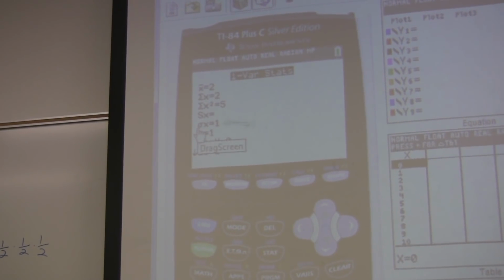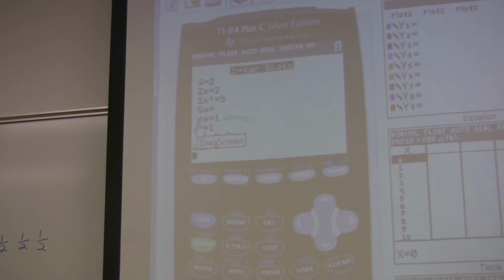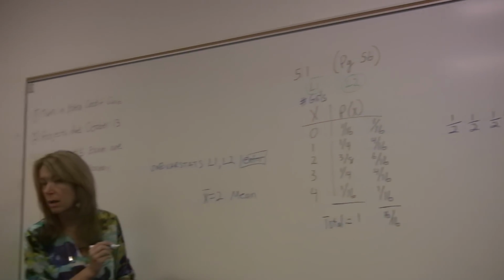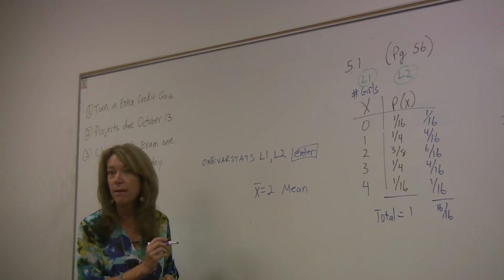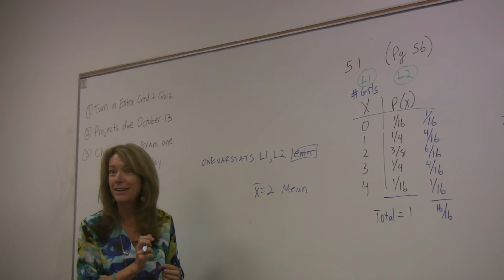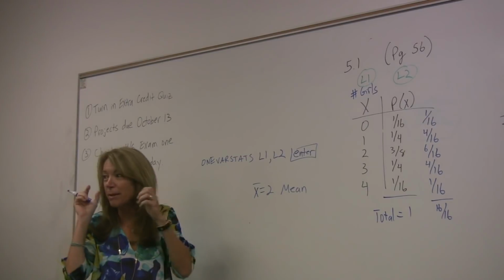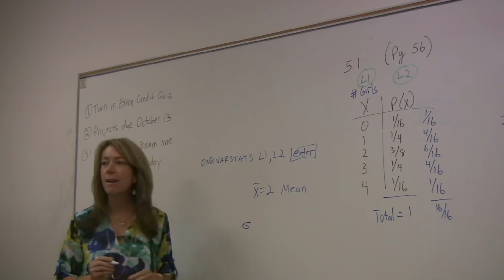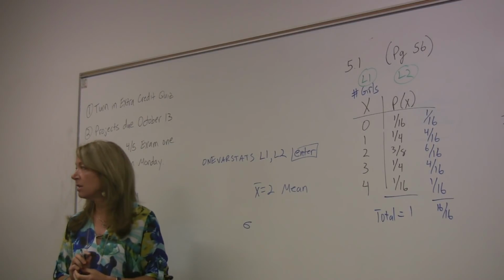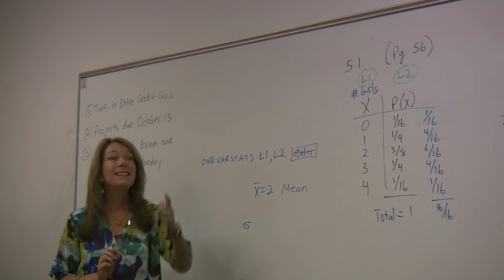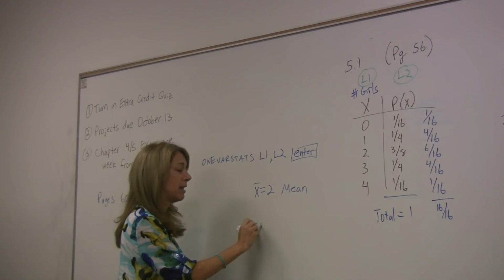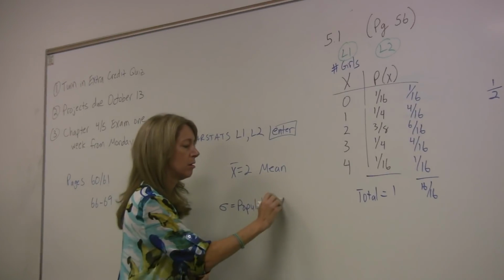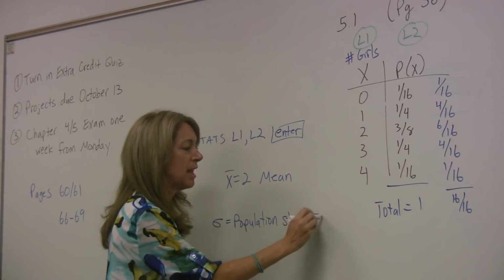What is sigma? I hear some people quietly saying it. Somebody confident enough to say it? Louder? I hear everybody whispering. The circle thing, yeah, it looks like this, but what does it represent? The population standard deviation, thank you, teamwork, we like it. That's the population standard deviation, which in this case is 1.